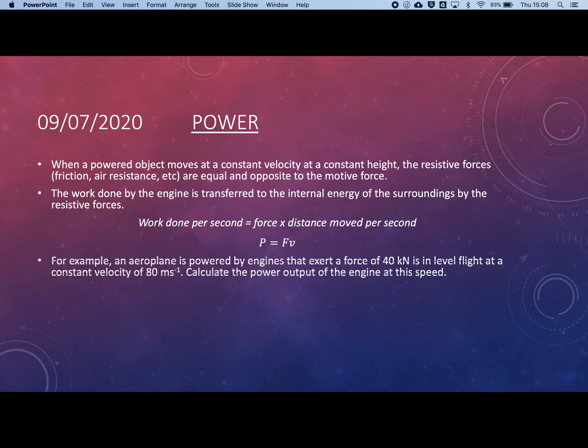For example, say an aeroplane is powered by engines that exert a force of 40 kilonewtons. It's in level flight at constant velocity of 80 metres per second. What is the power output of the engine at this speed? Power is force times velocity, so we substitute in. The force, 40 kilonewtons, is 40,000 newtons, times the velocity, 80 metres per second, gives us 3.2 million watts, 3.2 times 10 to the 6.